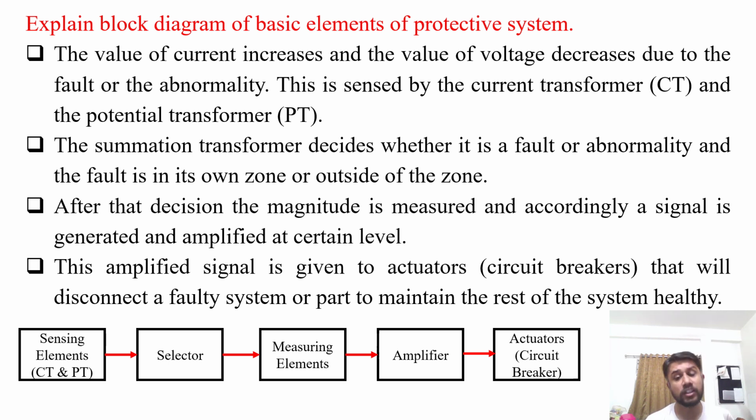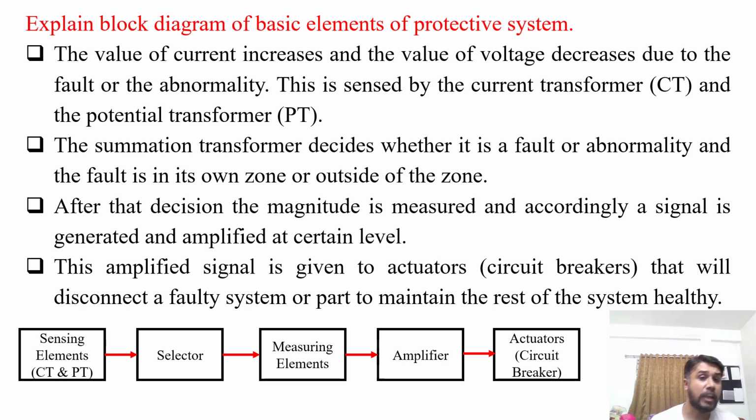Now for the comparison purpose, it has to measure the quantity, so the third element is the measuring element, and after it the relay, or the electronic device which is intelligent enough to compare this magnitude with the set conditions, provides the signals, which are given to the amplifier, and then from the amplifier to the actuators, meaning the circuit breakers. So there are 5 key elements of this block diagram. One is the sensing element, second is the selector, third is the measuring element, fourth is the amplifier, and fifth is the actuator.